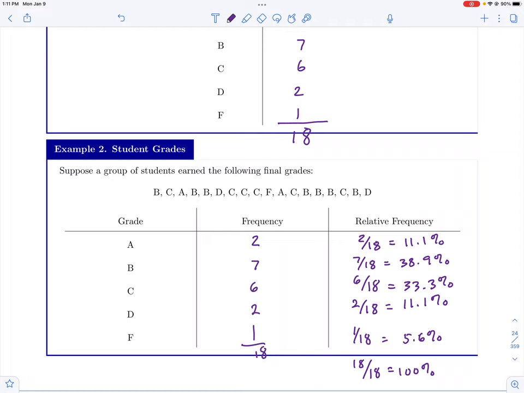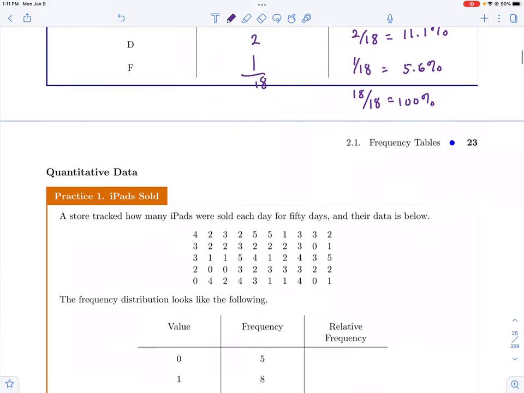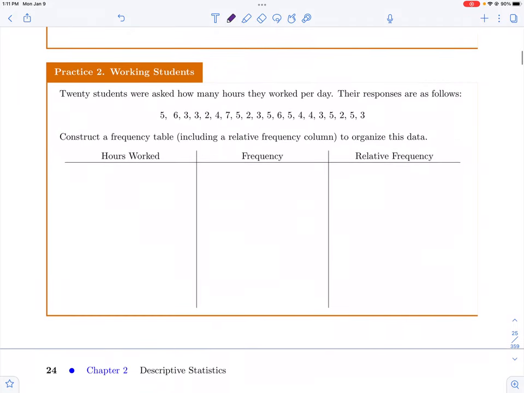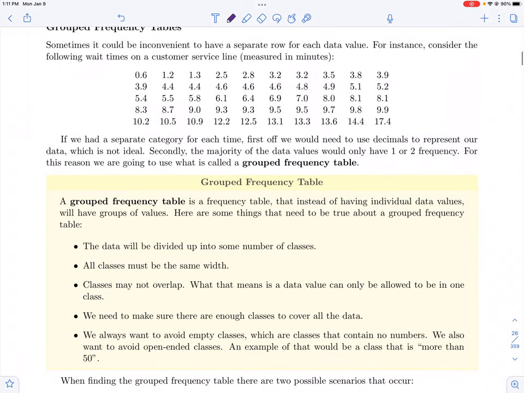Again, we rounded a little bit, so it may not be exact, but it should be pretty close. All right, I'm going to stop the video here and have you go ahead and work on practice 1 and practice 2, and then we'll come back with another video to talk about group frequency tables.